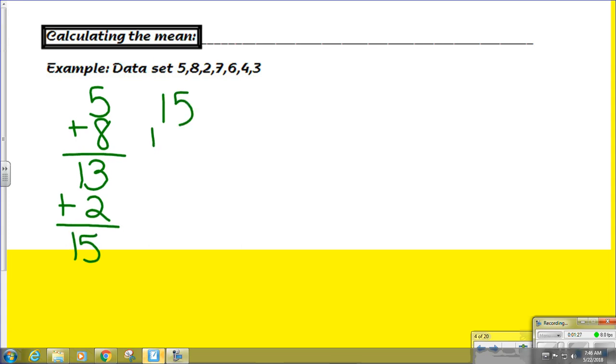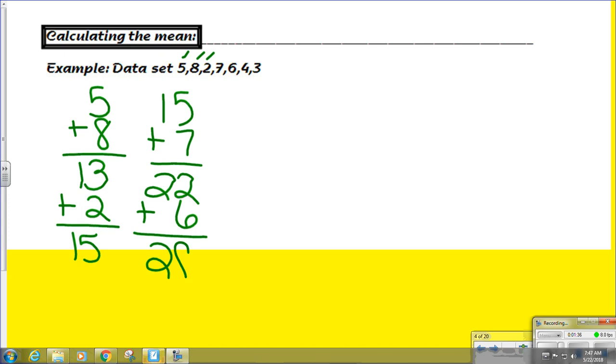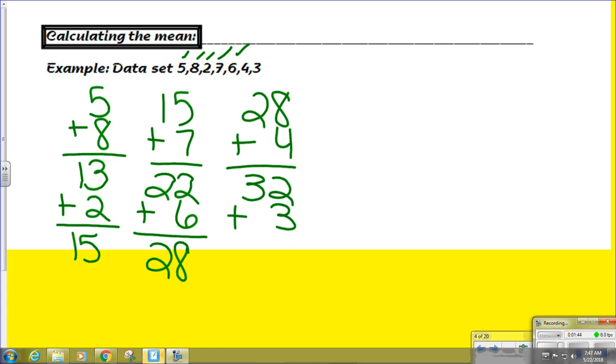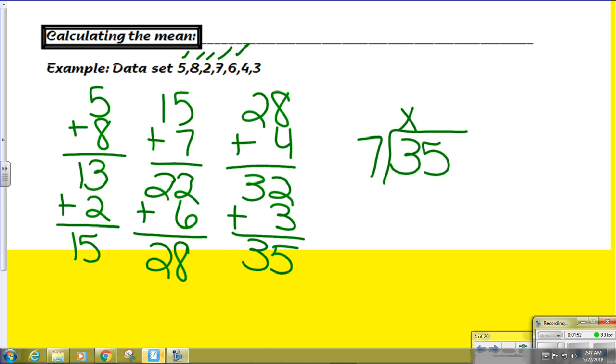So adding the next set, you might want to do a little check of the numbers you've already used so you don't use them twice. Do we match with 35? And how many will we divide by? 7. 7 into 35 is 5.